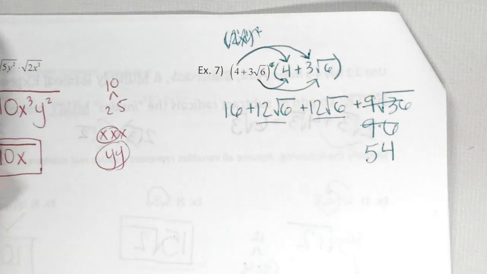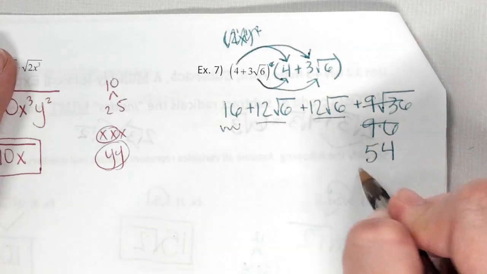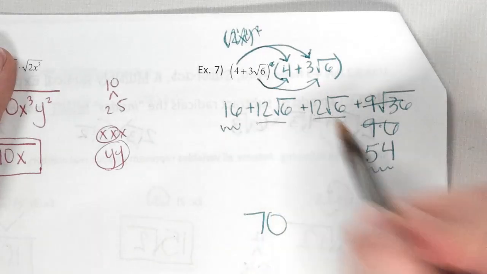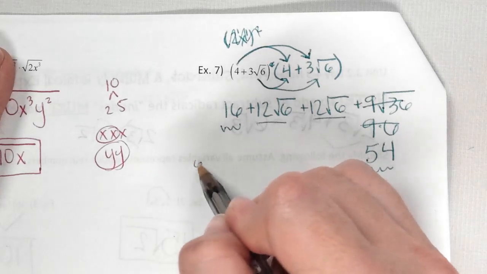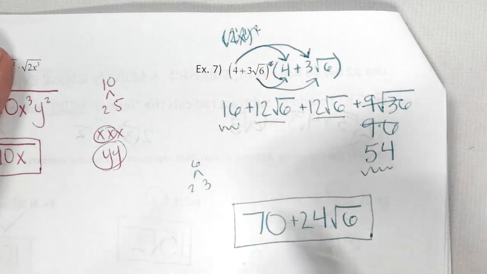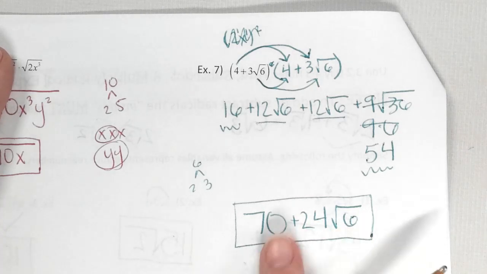Okay. So what are my other like terms? Well, I know those two already were. Yeah, 16 and 54 are like terms now. So what's 16 plus 54? You always want to do your numbers without the radical first. And then what's 12 plus 12? Root 6. And 6 does not break down because it's just 2 and 3 and nothing matches. So this is your answer. No, because this has a root 6 and this doesn't. They are not like terms. Does that make sense? Okay.